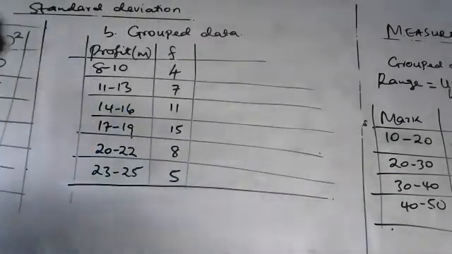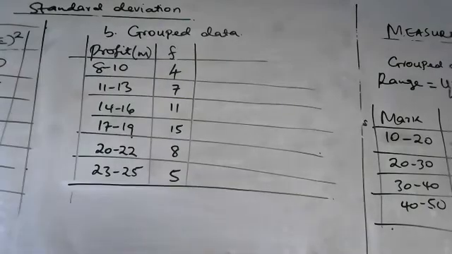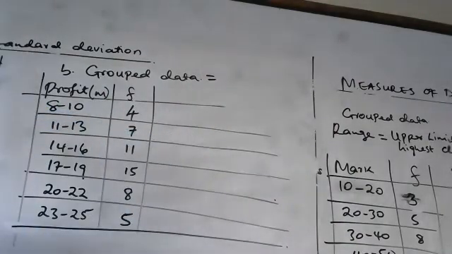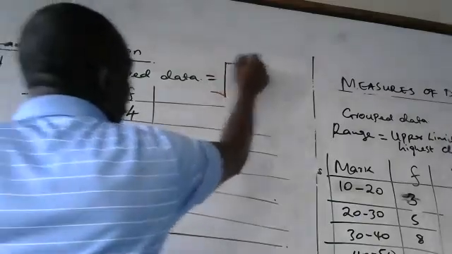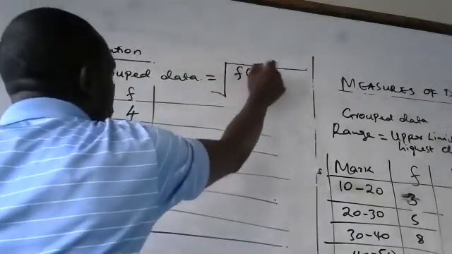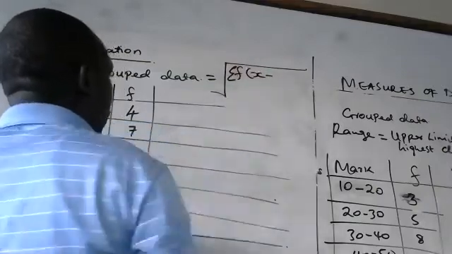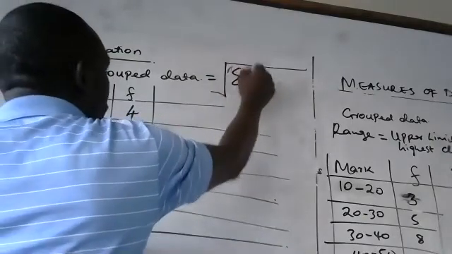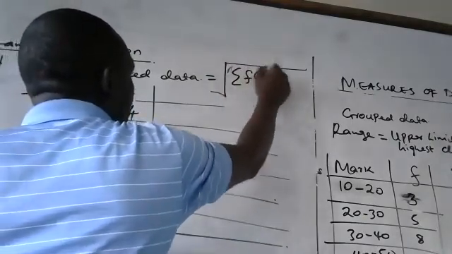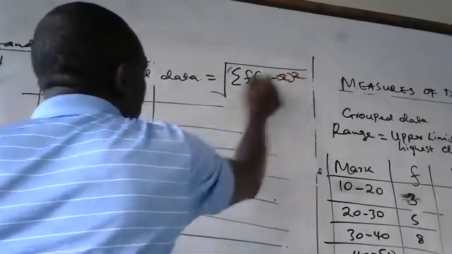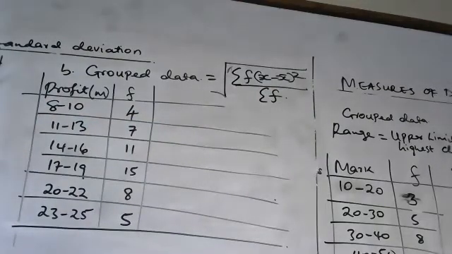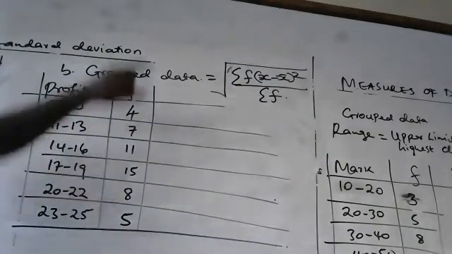We have not actually captured the formula. The formula for this kind of data, if you want to get the standard deviation for group data, is normally given by the square root of the summation of f into x minus x bar squared, divided by the summation of f. That is how we get the standard deviation for group data.